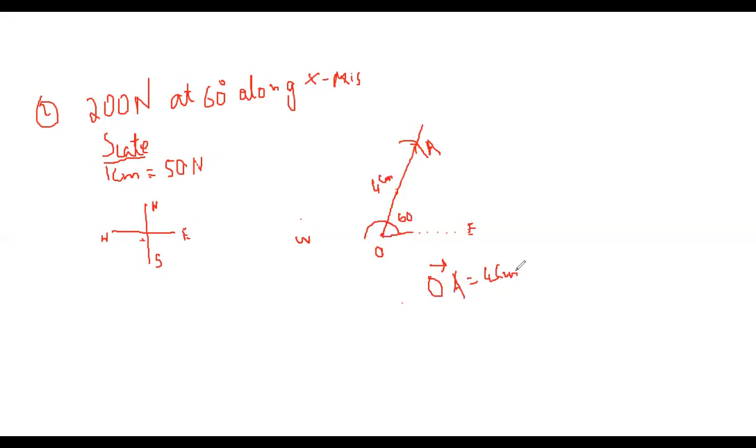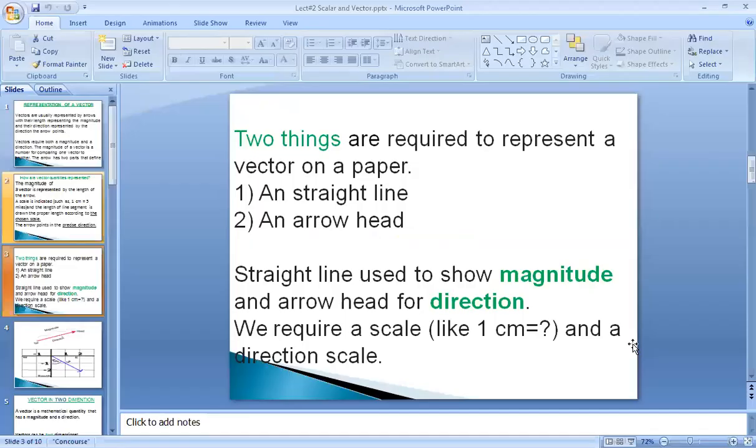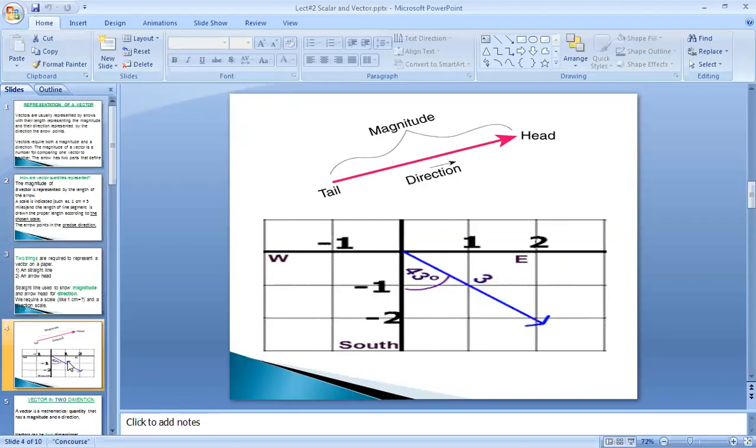Students, you can practice other questions also on the representation of a vector. You know the two things you clearly need, and how we can use them to solve. This is the example of what a vector is, and a vector must have some.